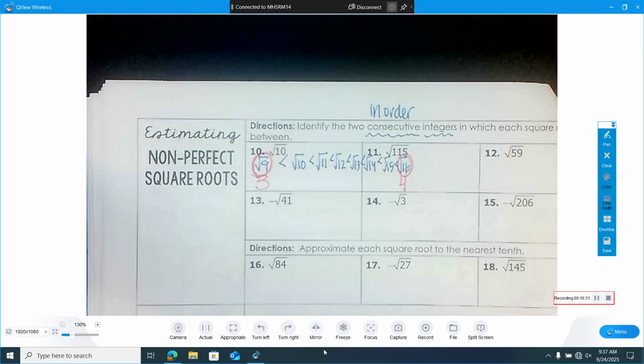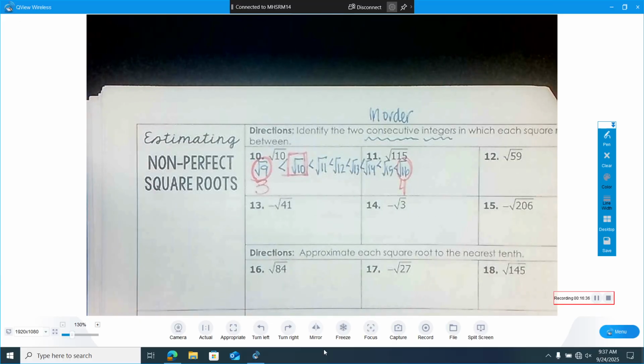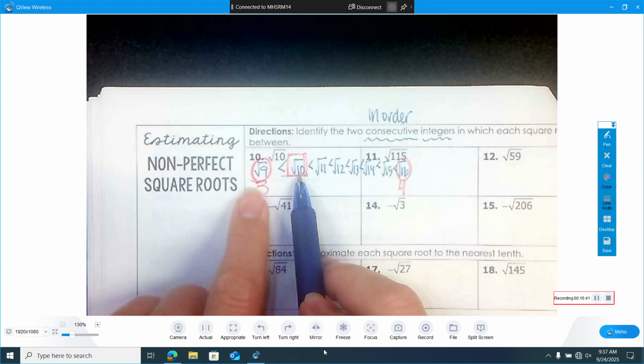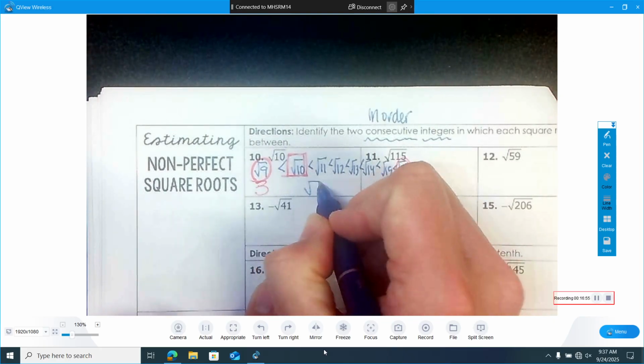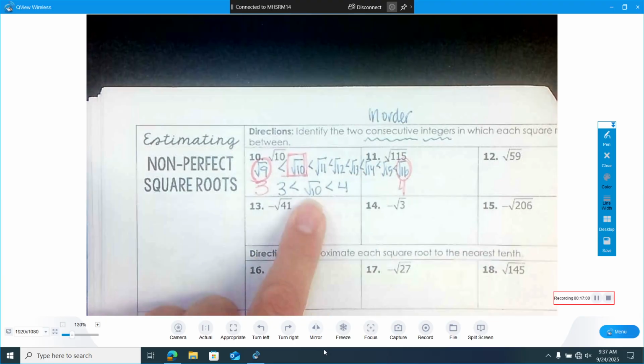But here is radical 10, and this is the one I'm interested in. And you can see that radical 10 is very close to radical 9. But it is bigger, right? Because 10 is bigger than 9. So radical 10 is bigger than radical 9, and it's very far away from radical 16. So there are 2 integers here. Radical 10 is going to be between 3 and 4. So radical 10 is greater than 3, but it's also less than 4.